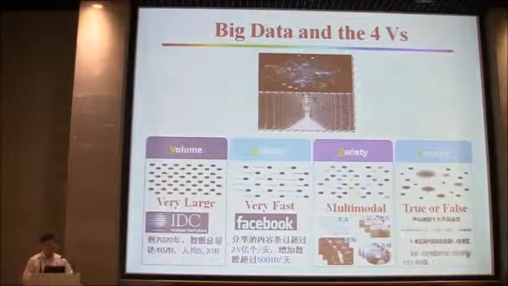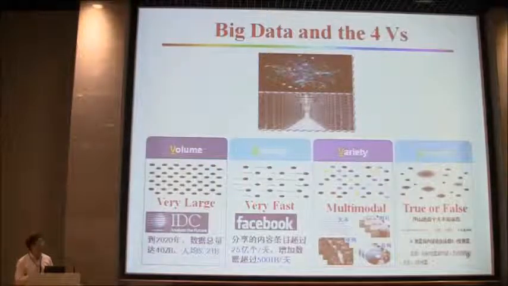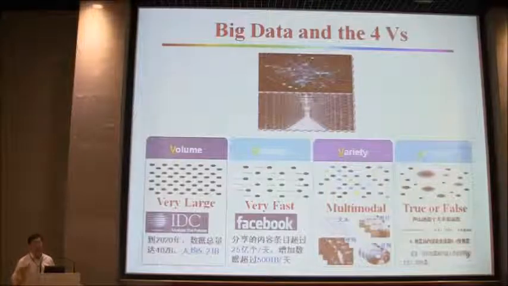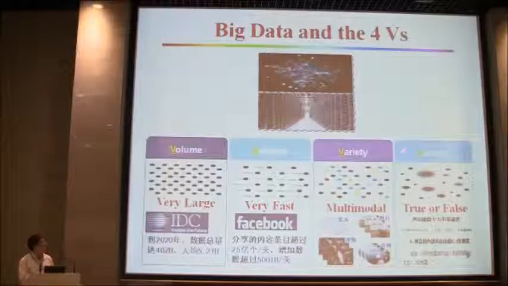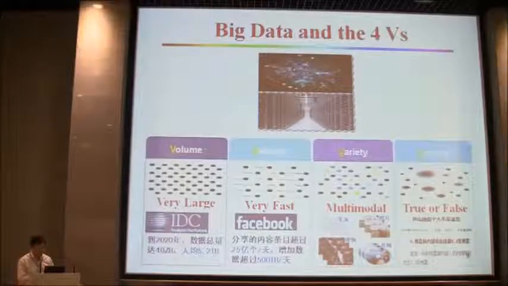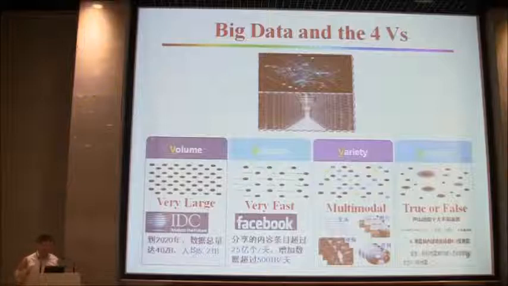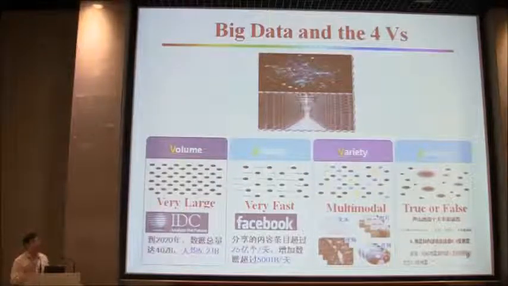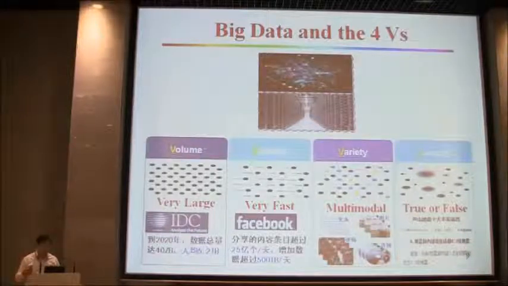So what is big data? Normally, big data has four Vs. The first is volume. Volume is very large, and it increases very fast. For example, on Facebook, every day there is a huge amount of new data. Then variety: there are different kinds of data. And also veracity: some data are true, some are false, some are useful, some are noise, and many are garbage data. So there is mixed data. These are the four Vs.